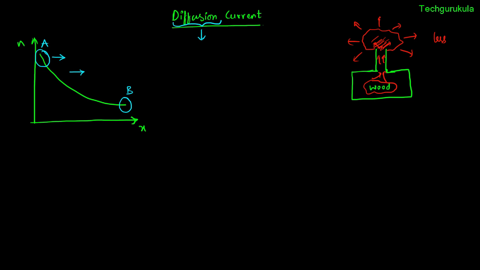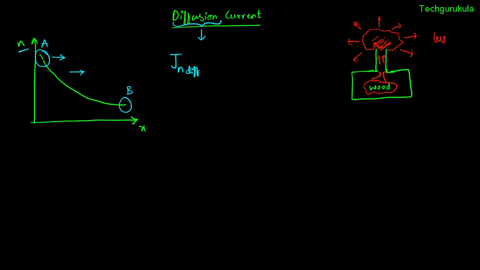Because the carriers are flowing, and we know these carriers have associated charge with them, which means the charge is actually flowing. When charge is flowing with respect to time, then we have some current. And that current is called the diffusion current. So to start with, I'm going to discuss diffusion current density, which is represented with J. And as we are talking about diffusion current of electrons, I'm going to say this Jn diffusion. This is the diffusion current.